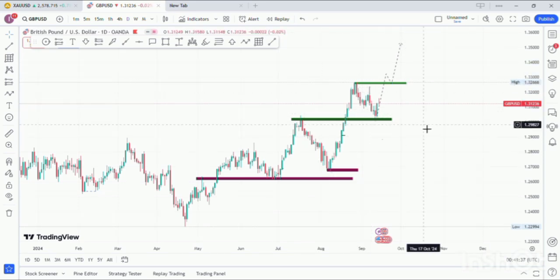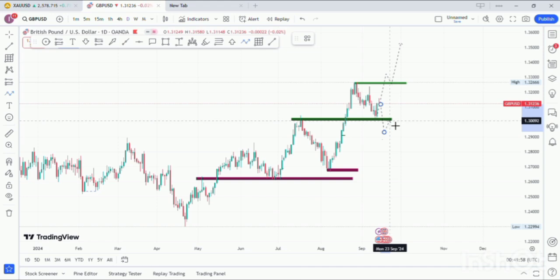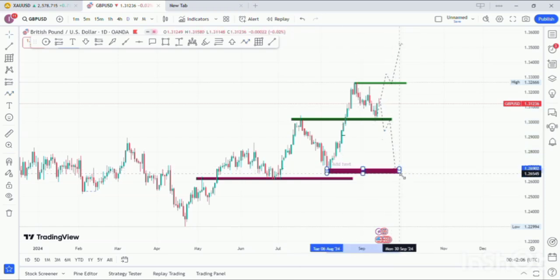But if price decides to reverse from this position, depending on the opening of the market next week, and then breaks below this zone right here, remember this is a valid support, we'll be expecting price to continue downward to this support zone right here. So I'm just going to extend this real quick so we don't get really confused. So we'll be expecting price to continue downward to that zone right there.